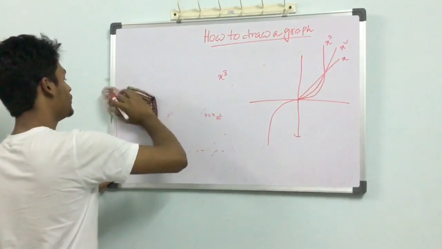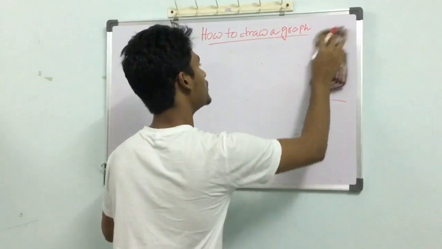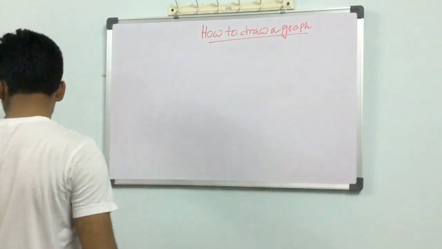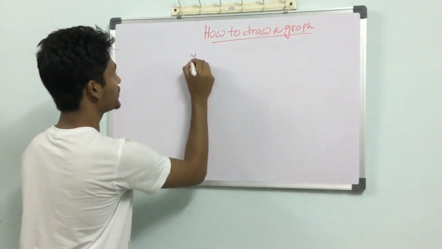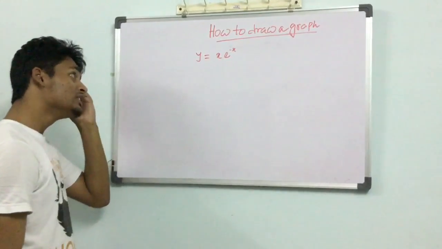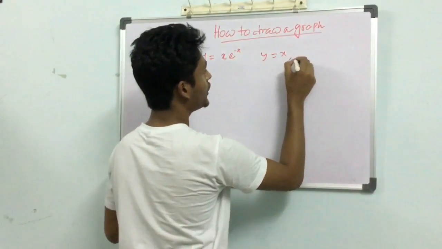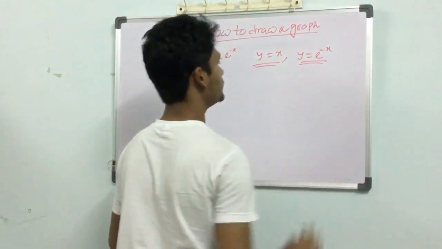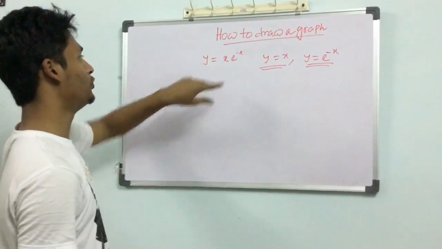So let me come to the most important part. Basically examiners do not ask you simple polynomial functions or simple exponential functions. They will give you something at the merging of these two functions, just like y equal to x e to the power minus x. So this is basically a merge of two functions, that is y equal to x and y equal to e to the power minus x. And you know these two functions very well. So now you have to draw a function with these two.